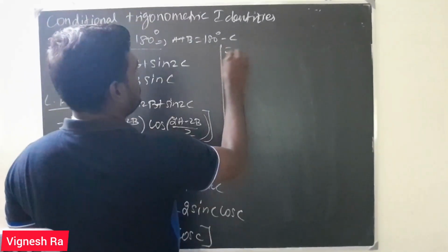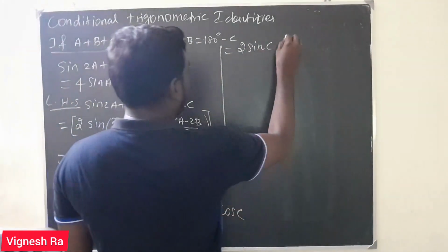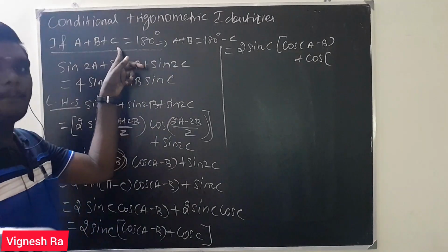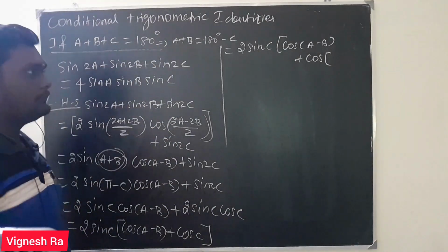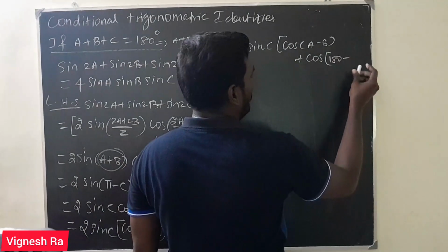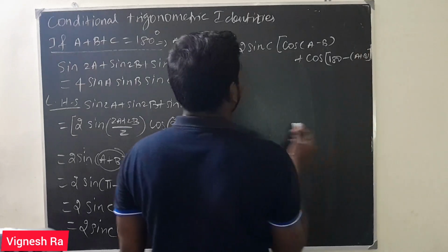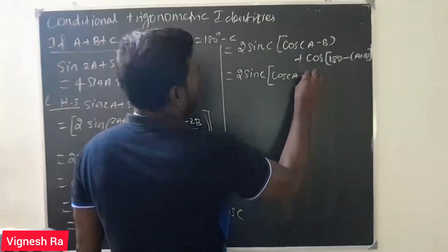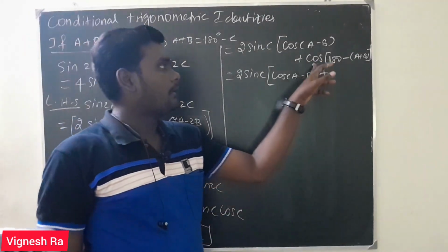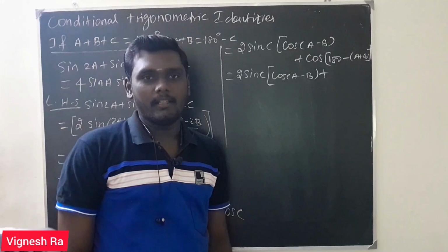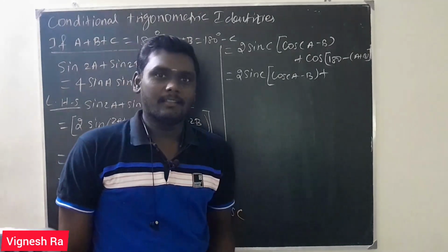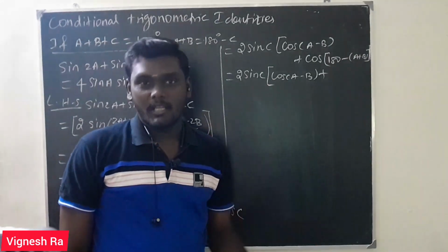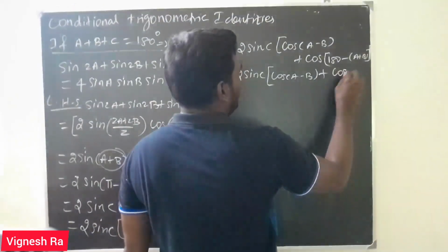So we can write 2 sine C, cos A minus B plus cos, I am representing this C as 180 minus of A plus B. Is it possible? Shall we do that? 180 minus A plus B. Okay. Now 2 sine C, we have cos A minus B plus, now the same formula, cos 180 minus A plus B is what? 180 is there, pi is there means there will be no change, so the cos will remain same. So cos A plus B.